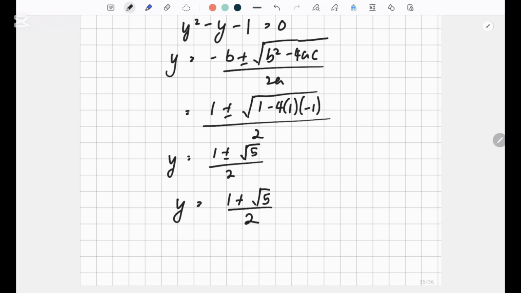You can only take the positive value, because if you take the negative root 5, you get 1 minus root 5 over 2, giving you a negative value, and you cannot take cos inverse of that value. So we had y equals cos x, right? So we can write cos x equals 1 plus root 5 over 2.